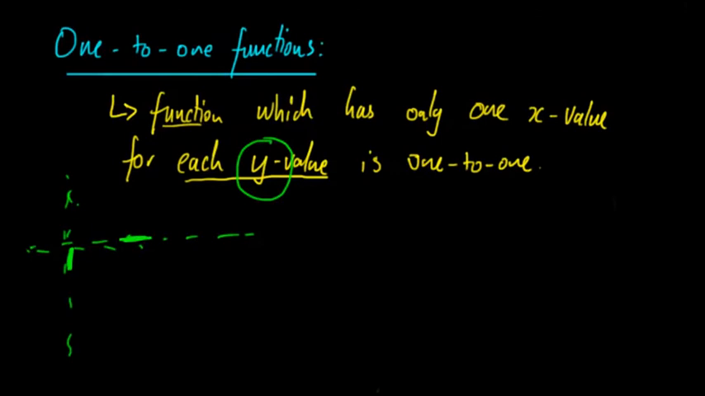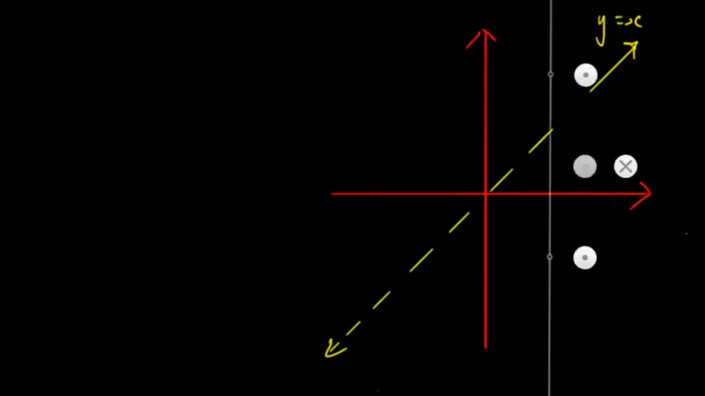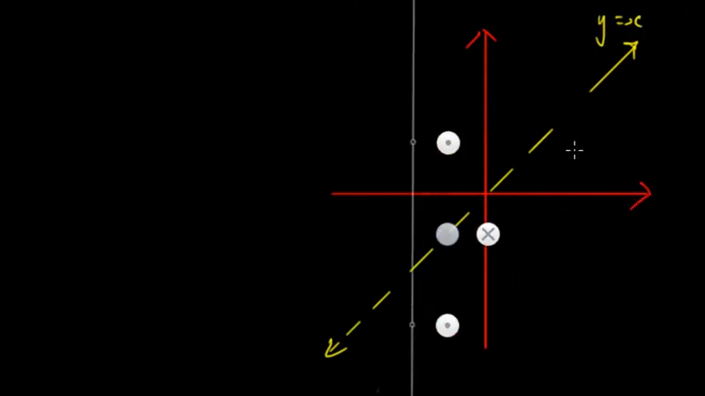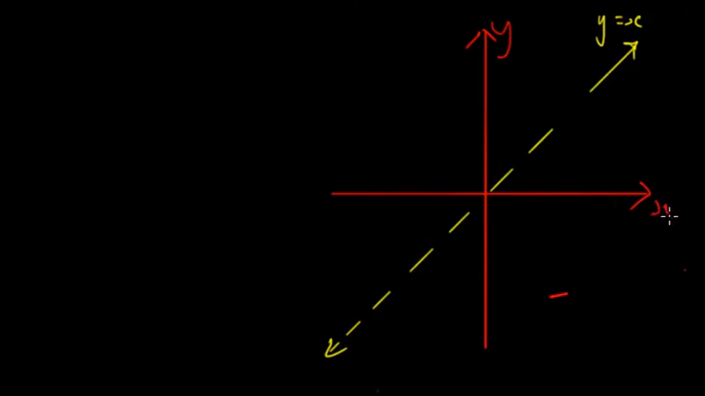We'll look at the same three examples and see if they are one-to-one functions. First example, y is equal to x. We've already shown that this is a function, so we've already done the vertical line test. But now we want to see if each y value corresponds to one x value.